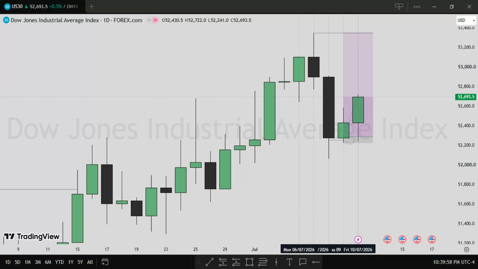The first point here is institutional buying and selling. The biggest force behind the US30 isn't retail traders like you and me, it's large financial institutions. And these institutions include investment banks, hedge funds, pension funds, and other large investors managing billions of dollars. When these institutions buy a large amount of stock that makes up the US30, the index tends to rise, and when they sell, the index tends to fall.